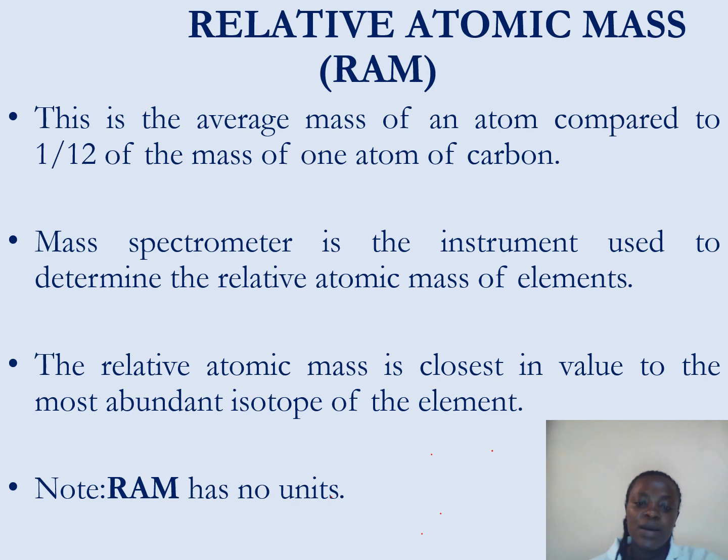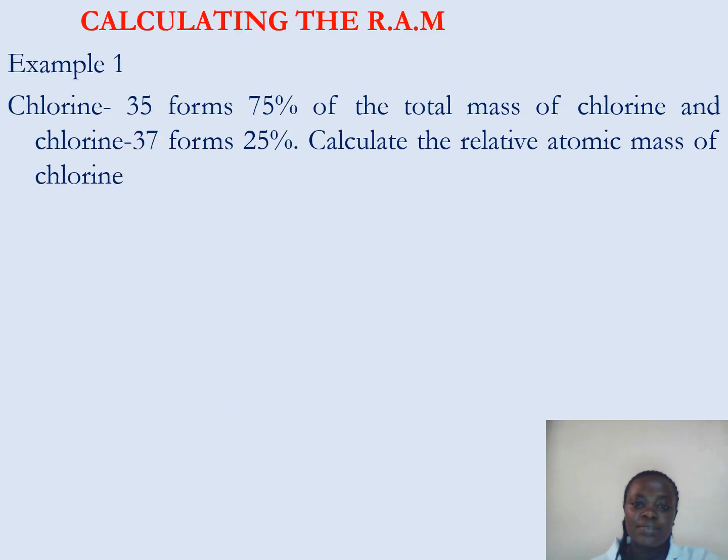The relative atomic mass has no units, so never put units when you are asked to calculate the relative atomic mass of an element. So now we are going to look at a few examples on how we calculate the relative atomic mass of elements.